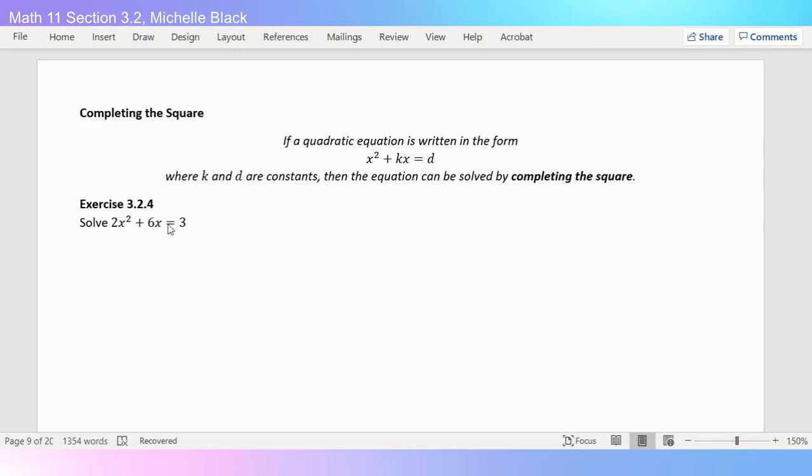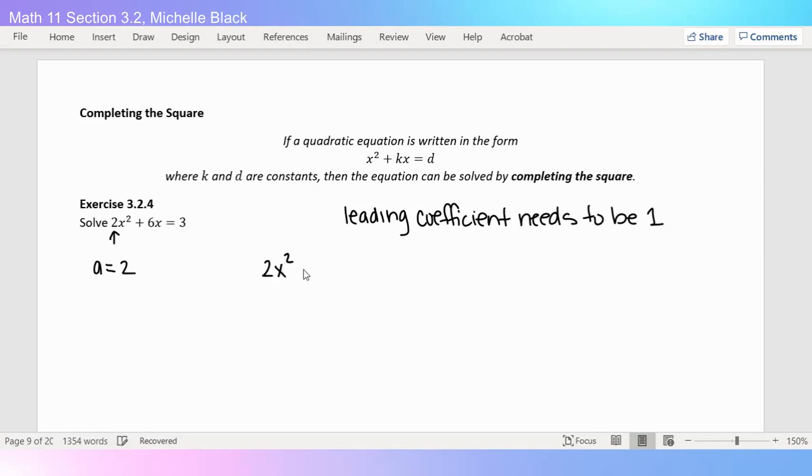Looking at exercise 4, we almost have an equation exactly in this form. The only thing that we have different is our a here is not equal to 1. Our a is equal to 2. And when you're completing the square, you need your leading coefficient to be 1. What we can do to fix that is we can divide each term of our equation by 2.